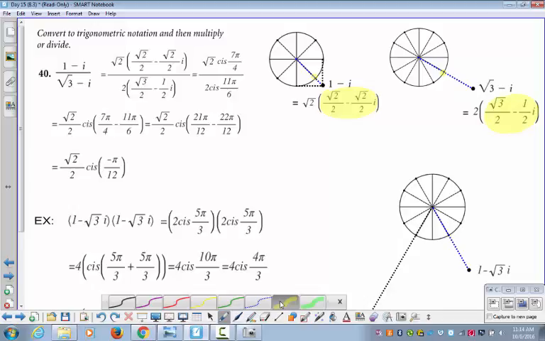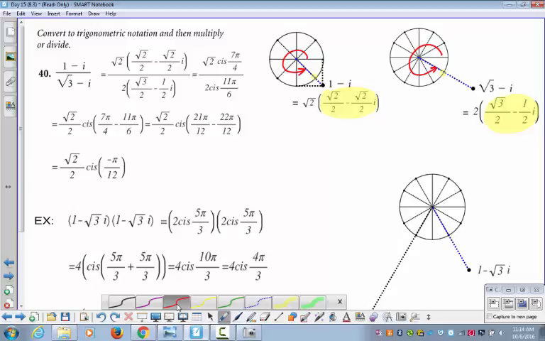And then we see pretty easily that the multiplier of 2 will eliminate those denominators and get us to the number root 3 minus i. All right, so now we have our trigonometric form for both. This first one, the angle is right here, 7 pi over 4. And for the second one, our angle is right there, 11 pi over 6.